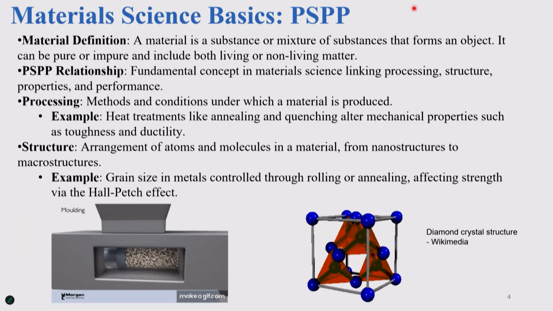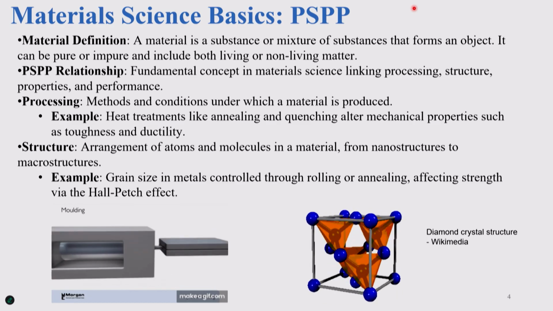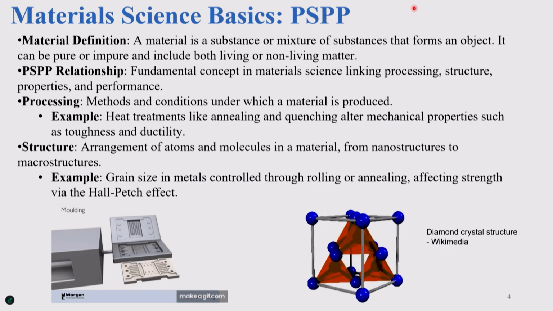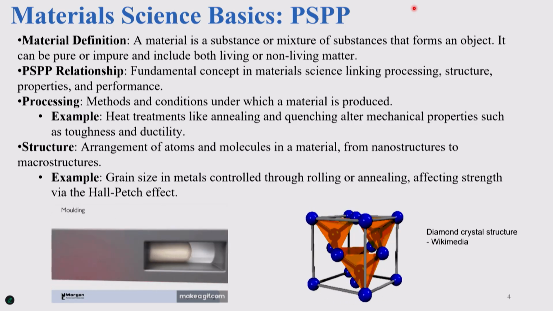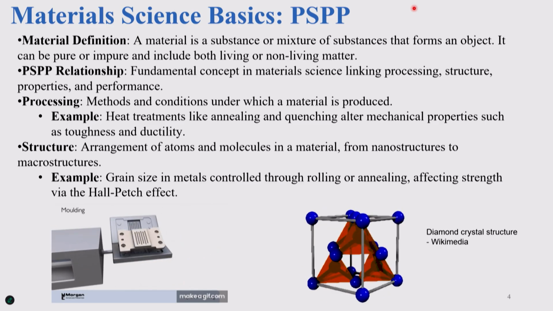For example, grain size in metals is controlled through rolling or milling. Here you are seeing a movie, a nice movie, of how we are doing the milling, and on your right-hand side I'm showing you a diamond crystal structure. That is for silicon, for example, one of the most famous and most useful materials, and all of us have it. So this is how the atomic structure looks for silicon or diamond.